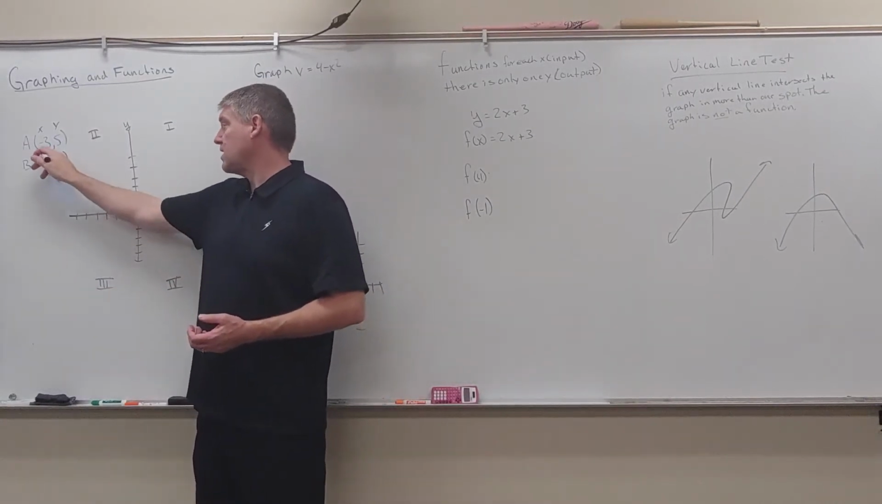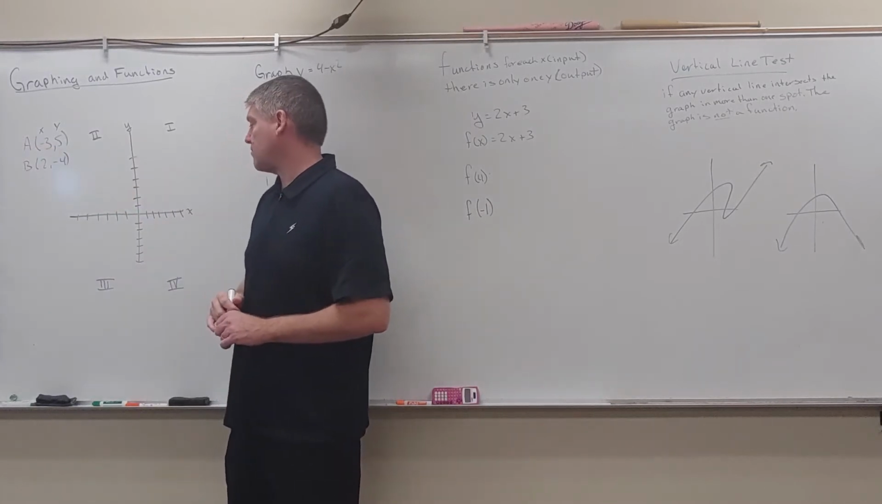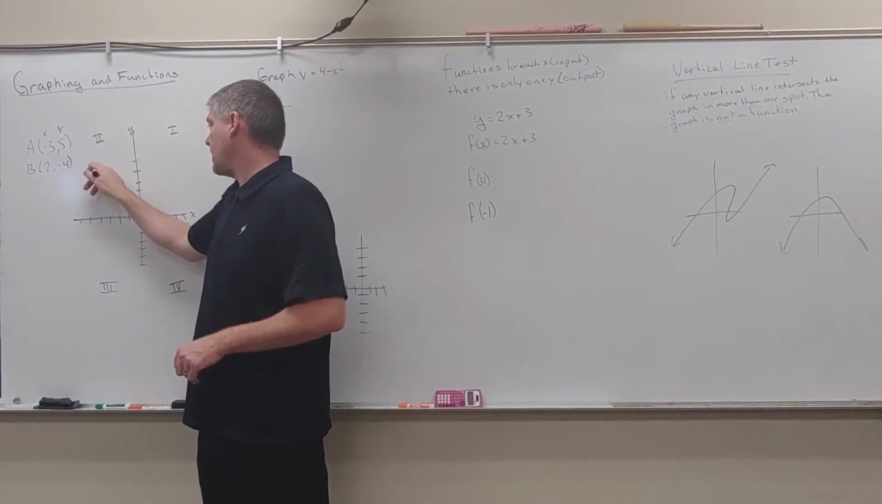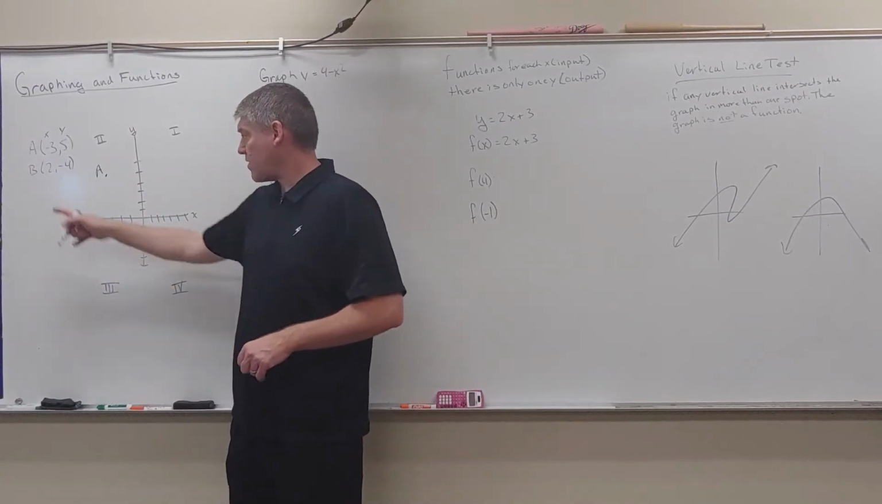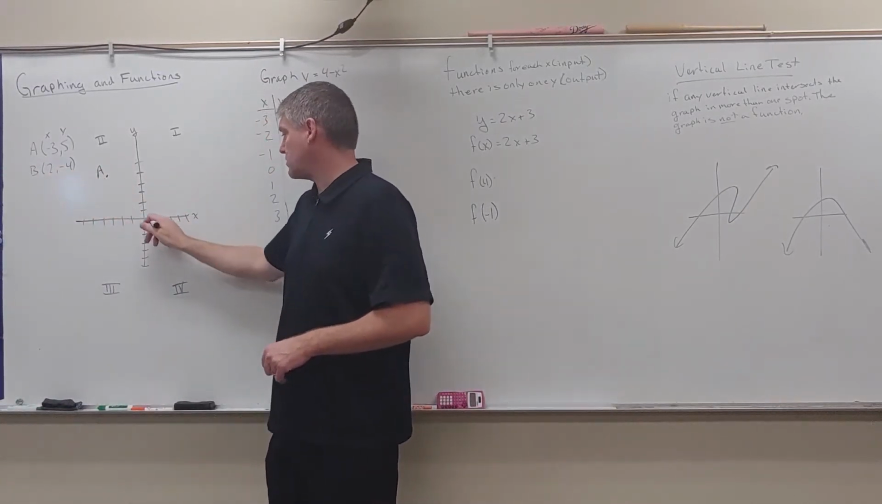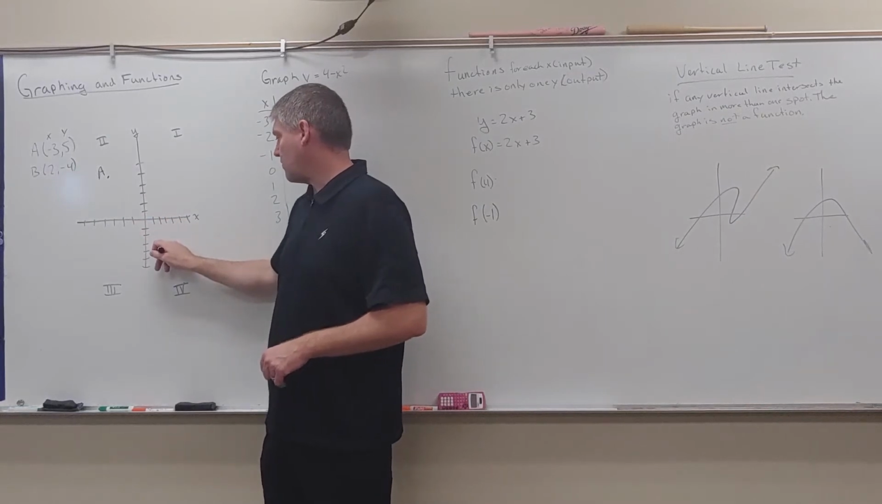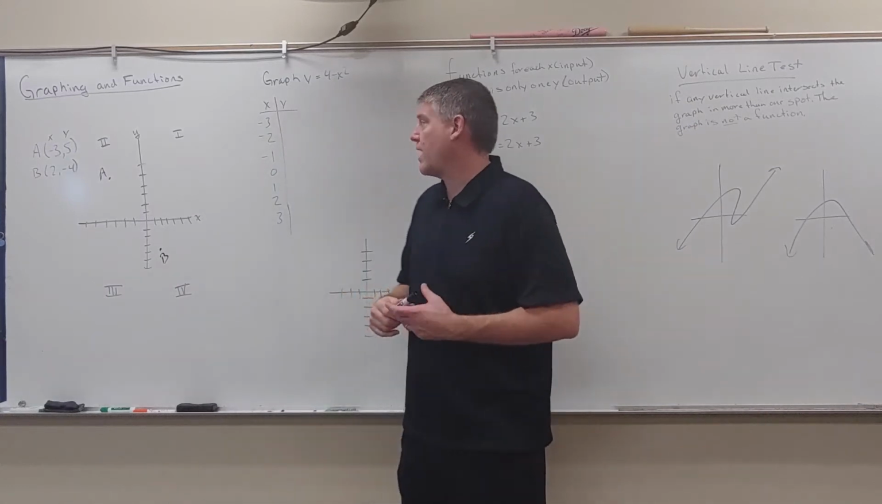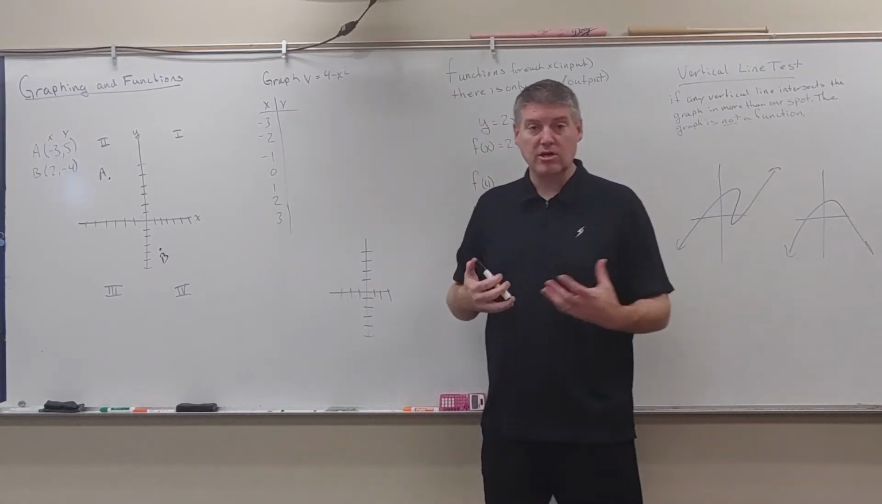So when I graph these, I'm going to graph A is negative 3, 5. So I'm going to go left 3, 1, 2, 3, up 5, and I'm going to label that as A. Now B says 2, negative 4, so I'm going to go right 2, down 4, and I'm going to label that as B.